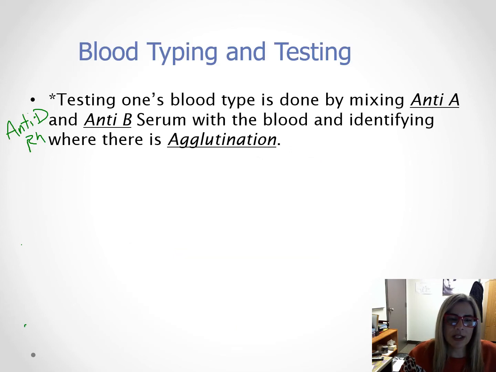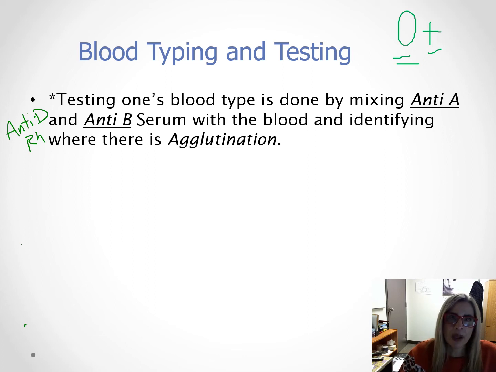So our next concept is to take a look at how we actually do blood type. I always ask kids, do you know your blood type? For example, I know that I'm O positive. That means that I do not have the A or the B antigen, but I do have the Rh factor. So no A or B proteins, but I do have the Rh factor.